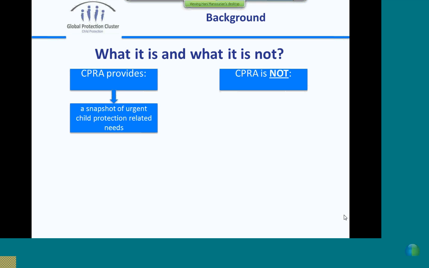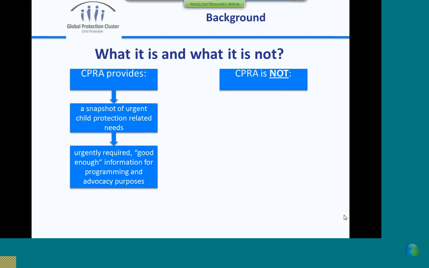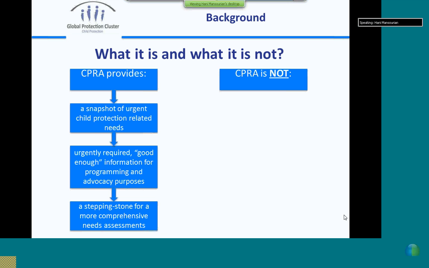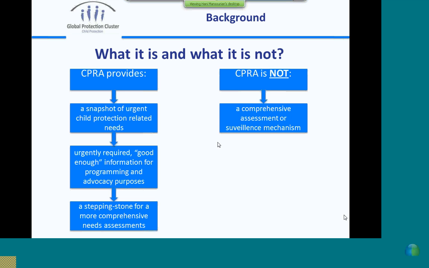But we intentionally don't want to do that, because it will take much more time, and much more expertise on the side of the assessors to get more in-depth information. So we suffice with good enough information for our programming. And then hopefully it will be a stepping stone for a more comprehensive needs assessment. If out of the Child Protection Rapid Assessment we find out that separation is a major issue in this emergency, we can go ahead after a couple of months and do a very specific and more in-depth assessment in the area of separation, and not necessarily cover everything, which is the case in the Child Protection Rapid Assessment.